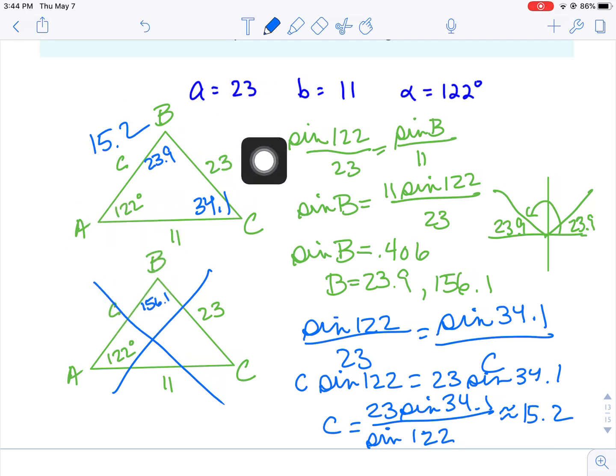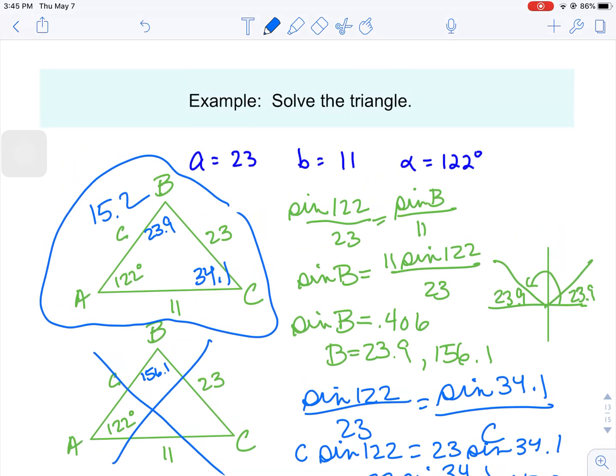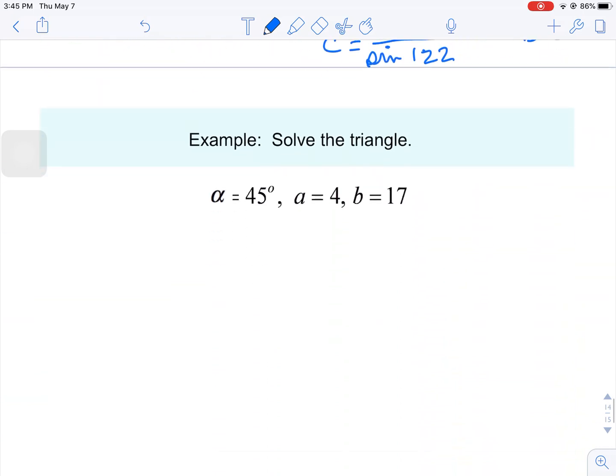Okay, my largest side is 23. 122 is my largest angle. My smallest side is 11. 23.9 is my smallest angle. So this is the solution to my problem, and there's exactly one. In the previous case, I had two.